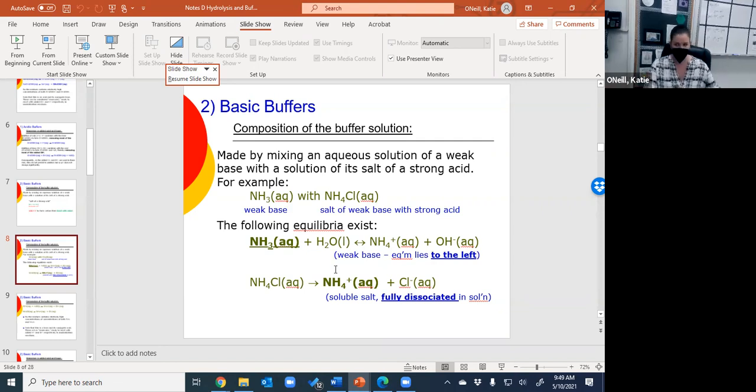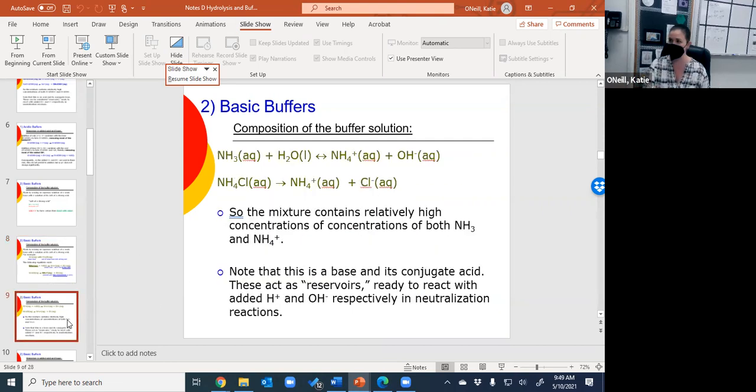So just like with the acid, the weak acid or weak base forms an equilibrium that lies heavy to the left, and the salt completely dissociates, and so that's how you get your conjugate in solution. You want both of these things in solution so that you can have your reservoirs again.